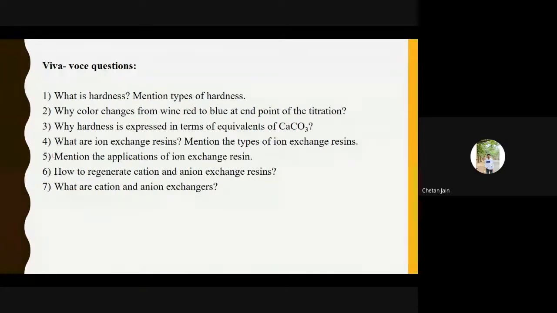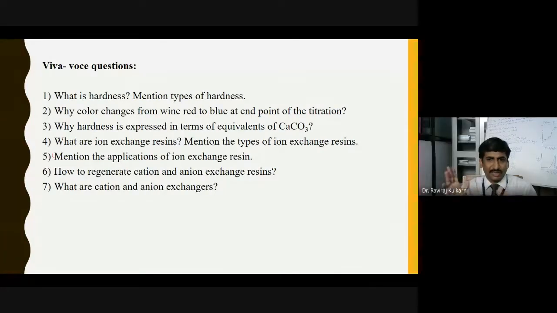Is that clear to you? Yes, then wash it with water to remove excess ions. So what are cation and anion exchangers? Cation exchangers are capable of exchanging cations. Anion exchangers are capable of exchanging anions.